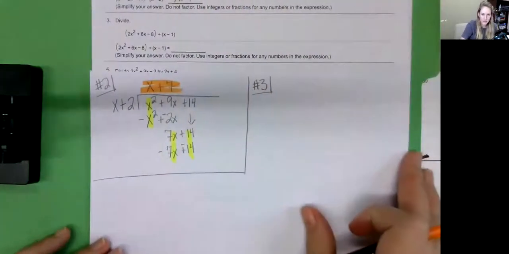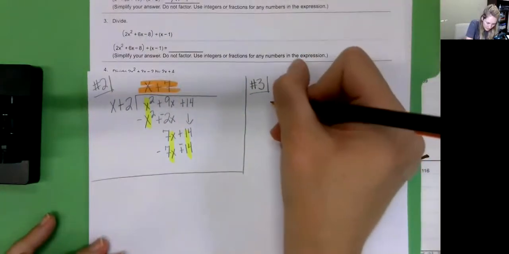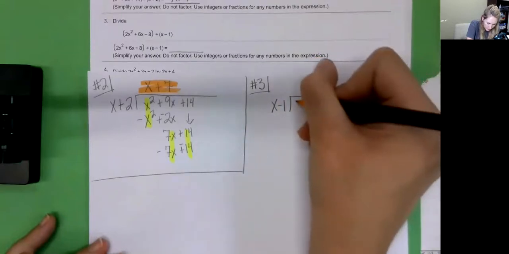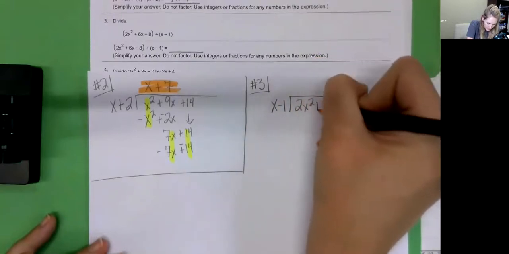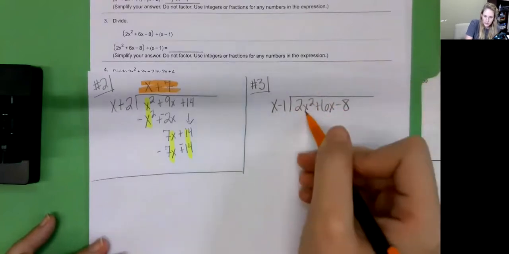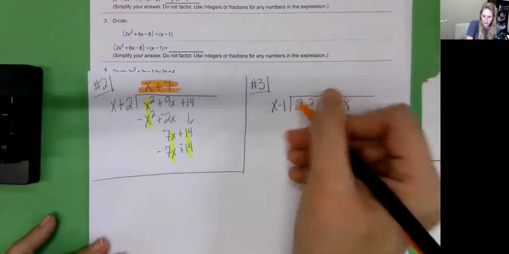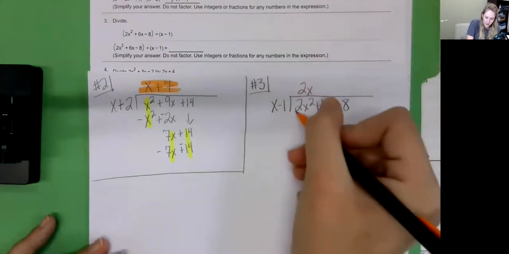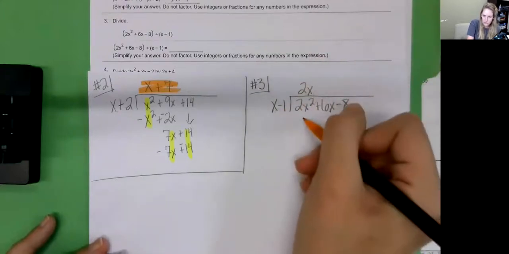Okay, number 3. And I'm going to write it just like I did this last one. So I have x subtract 1 going into 2x squared plus 6x subtract 8. So I need x to look like 2x squared. So x times 2x. Because I have to have that 2 there, and then x times 2x is 2x squared.